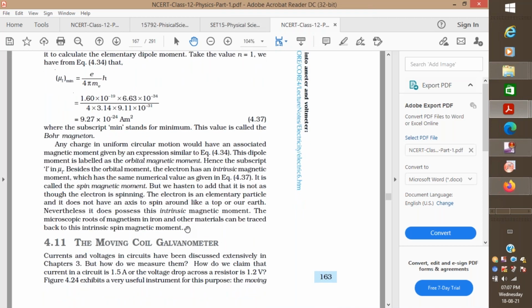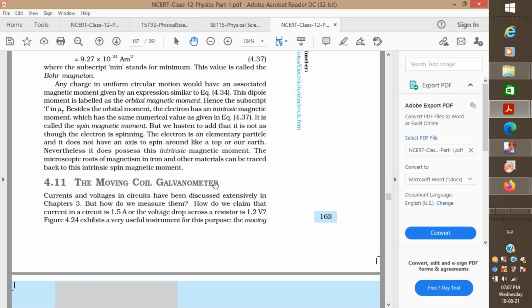You can read up to this portion. In the next class, on Sunday, we'll be learning the moving coil galvanometer, which is very interesting. That day we'll also try to solve a few numerical examples. So that's all for today.